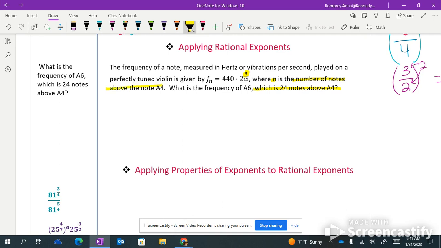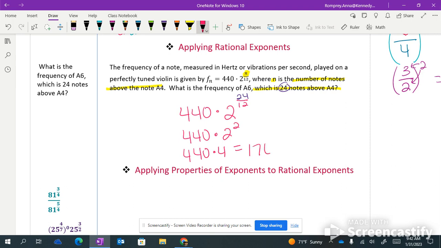So literally all we're doing here is plugging in. So 440 times 2 to the 24 divided by 12. Oh, this is nice. So 440 times 2 squared. So 440 times 4 is 1760. So the frequency, what is it, hertz? So 1,760 hertz.